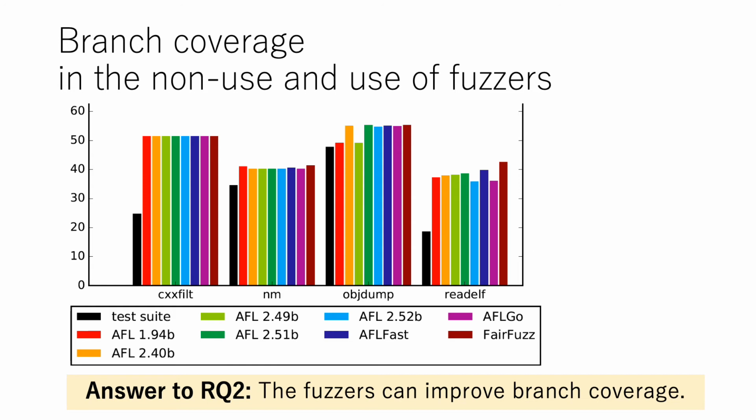The bar graph in this slide illustrates branch coverage in the non-use and use of fuzzers. The black bar represents branch coverage in the case of running default test cases for each command. On the other hand, the other bars represent branch coverage in the case of running fuzzers. As you can see on the slide, the black bar is significantly lower than the others. So the answer to research question 2 is the fuzzers can improve branch coverage compared to the case of running the default test suite.